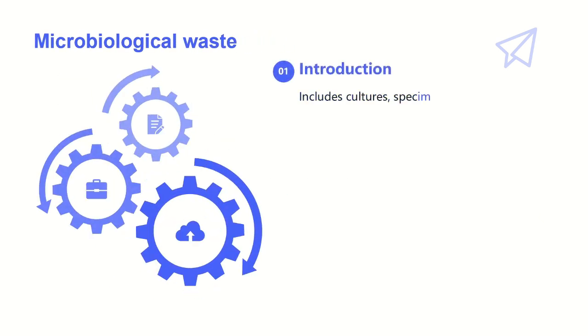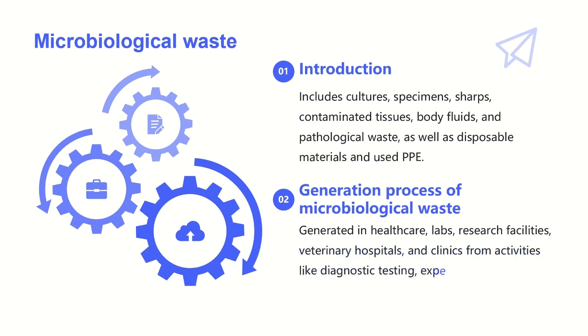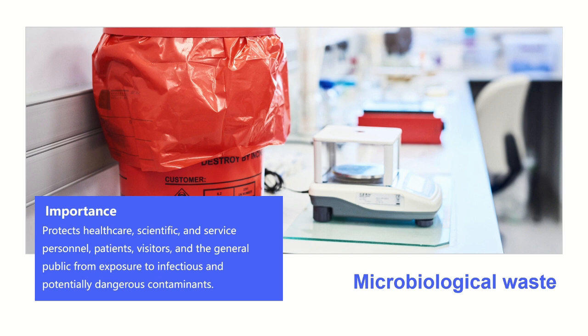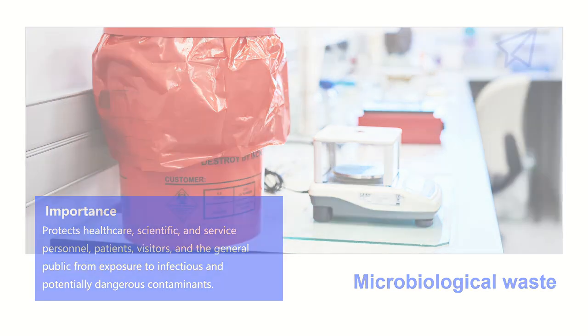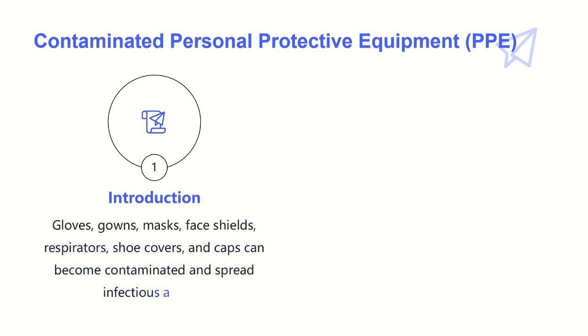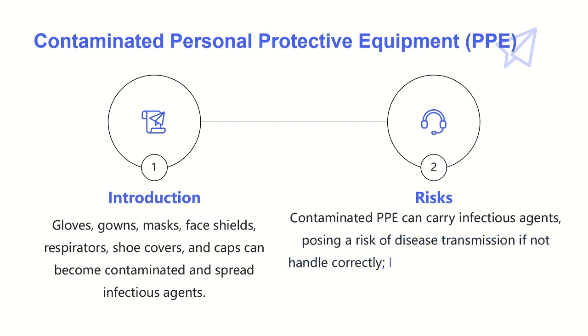Microbiological waste includes cultures, specimens, sharps, contaminated tissues, body fluids, and pathological waste, as well as disposable materials and used PPE. We need to protect healthcare workers, scientists, patients, and the general public from exposure to infectious and potentially dangerous contaminants. Contaminated PPE can carry infectious agents, posing a risk of disease transmission or risks to waste management personnel if not handled correctly.